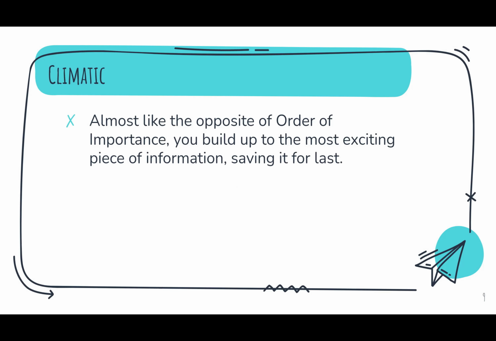On the opposite side, we have climactic order. It's pretty much the opposite of order of importance, where you start with the least important point and build up to that most exciting piece of information. This is more like how a book or a movie is formatted.